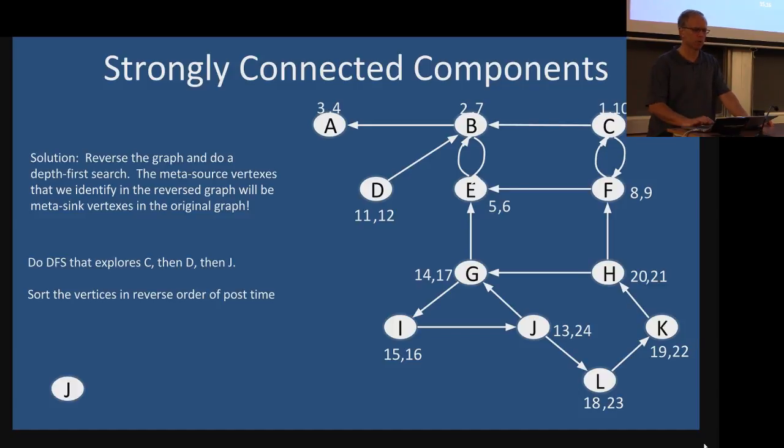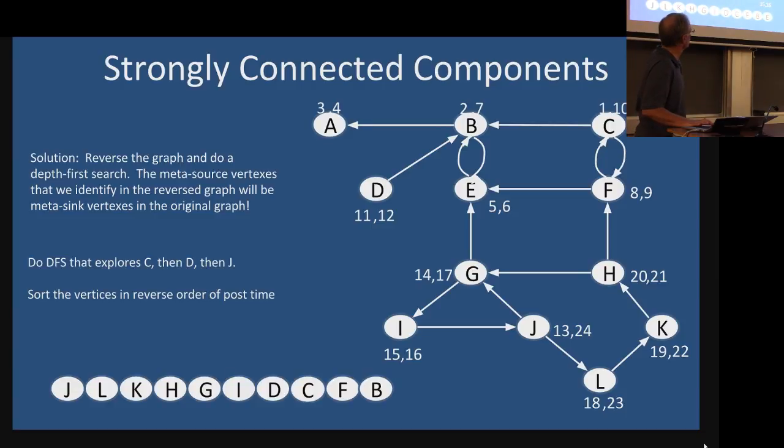Okay, so at that point we've got the times. Now let's do it in descending order of post time. So we get that J is 24, and then L is 23, and so on. So we'll just go here at the end. And that is the lowest post time. Okay, what does this ordering tell us?